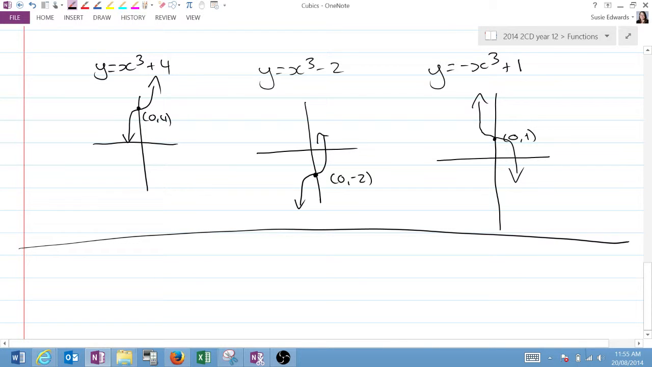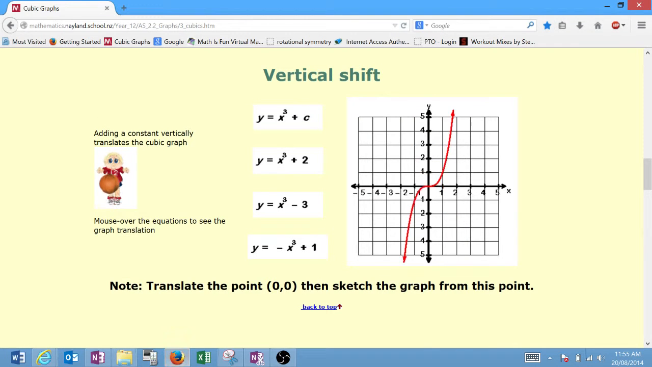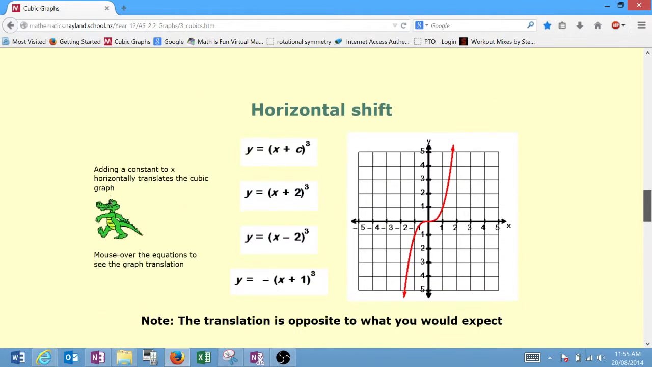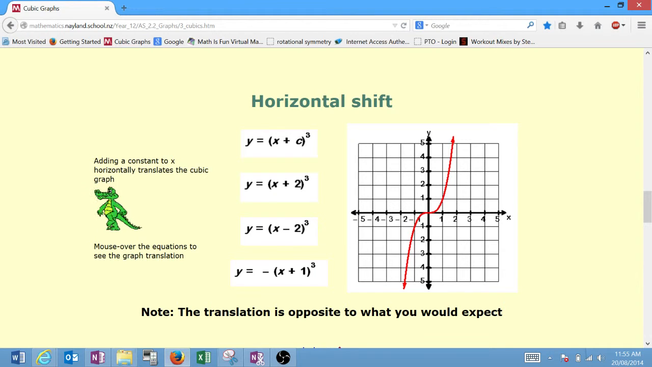Okay, last one we need to look at. What's going to happen when inside the brackets there's a number added to x or subtracted from x inside the brackets? Ben? Good, we're going to move left and right.